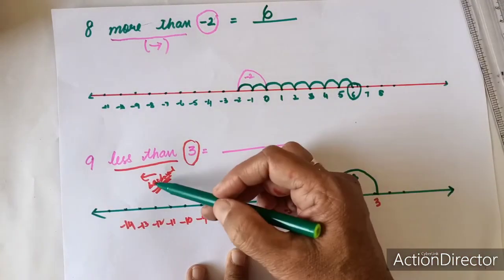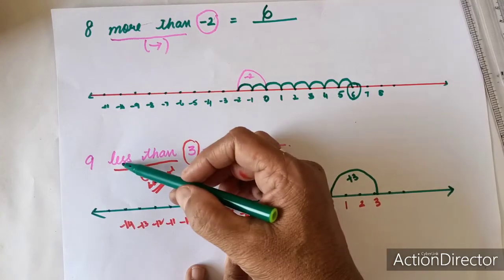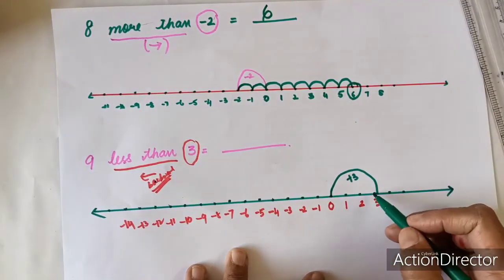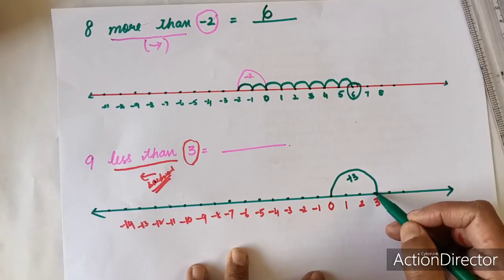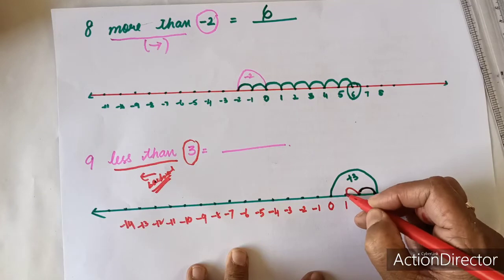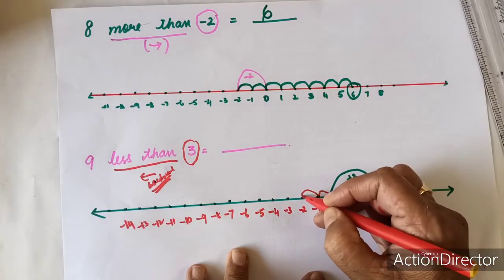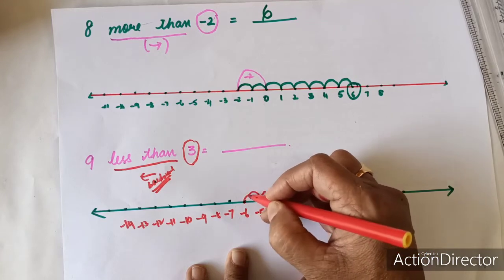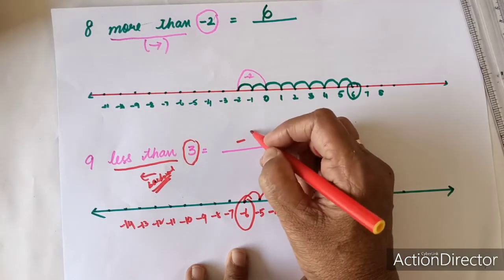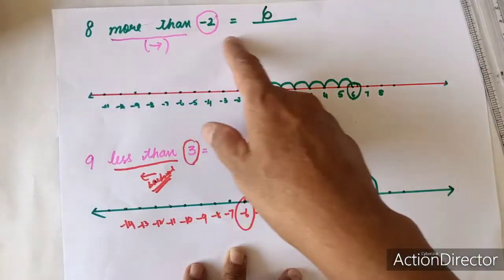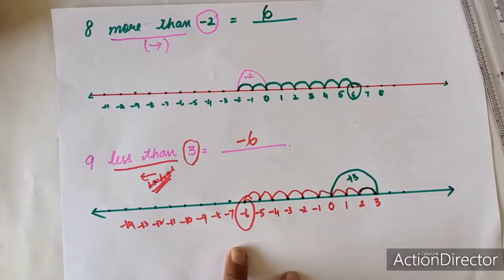Now you are going to move backward because it is given as less than. 9, how many steps backward? 9 steps backward. So let us move backward. 1, 2, 3, 4, 5, 6, 7, 8, 9. So my answer is minus 6. This is how you find the addition using number line.